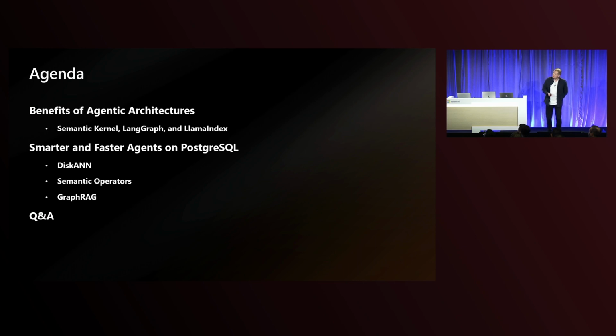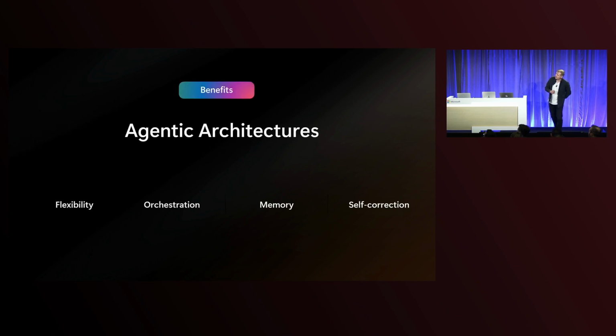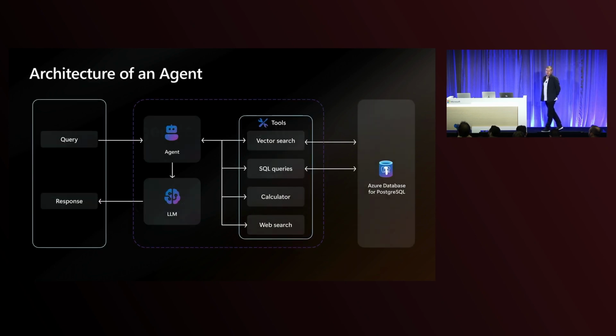So let's dive right in. We'll start from the 4 key benefits of agentic architectures: flexibility, orchestration, memory, and self-correction. And then we'll expand to describe other capabilities that agentic frameworks provide as well. But these are the core 4, and we'll start with the flexibility and orchestration.